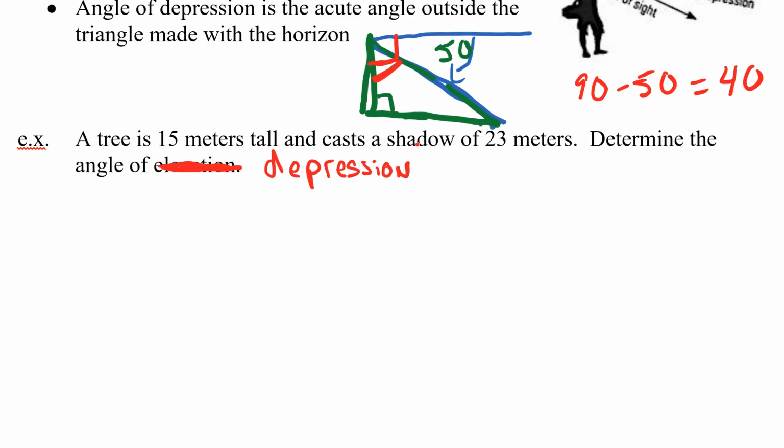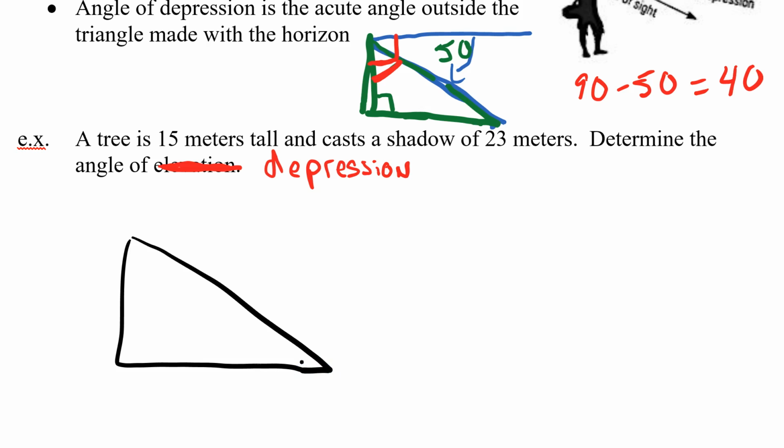Okay, so we know we're dealing with trigonometry here, so we gotta have a triangle. So let's draw one. Here's my triangle right here. Okay, so now we're going to apply the actual question to my triangle. So a tree is 15 meters tall. Where on my diagram would I see a tree? Well, usually trees go straight up and down. So here's my tree. Little palm tree. And here's my tree. And it's 15 meters.